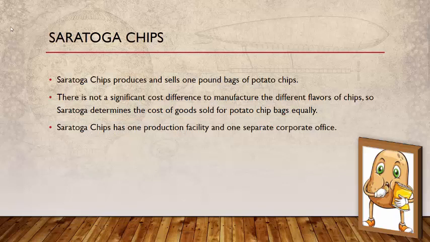Saratoga Chips has one production facility that they use to make the potato chips, and then they have a separate corporate office. So we need to separate the cost of these two different locations into different budgets. Production facility is going to go into our cost of goods sold budget, while our corporate office is going to go into our SG&A budget.